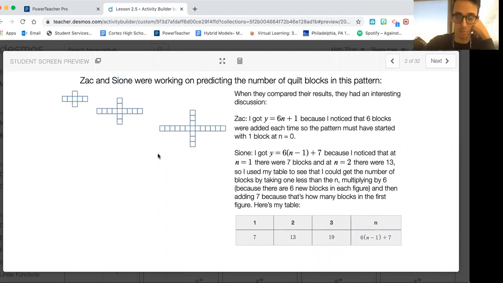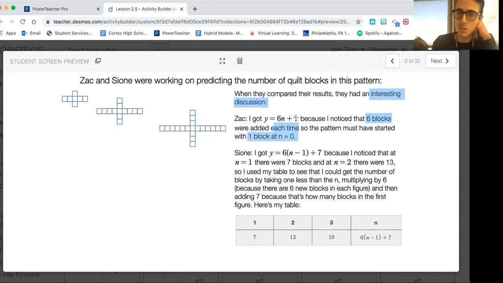Zach and Sion were working on predicting the number of quilt blocks in this pattern. When they compared their results, they had an interesting discussion. Ooh, I like interesting discussions. Let me highlight that. Zach is saying, in my Zach voice, I got y equals 6n plus 1 because I noticed that 6 blocks were adding each time, so that the pattern must have started with 1 block at n equals 0. Okay, I would agree.